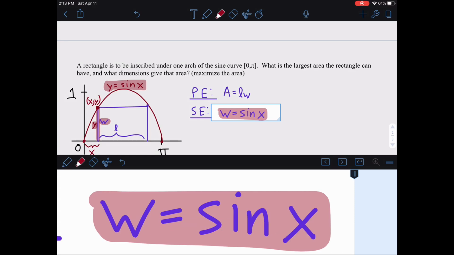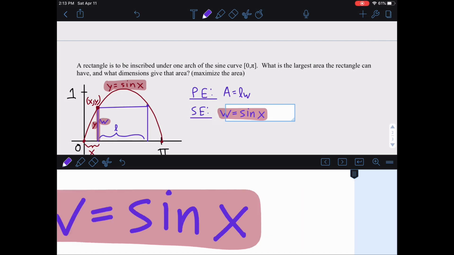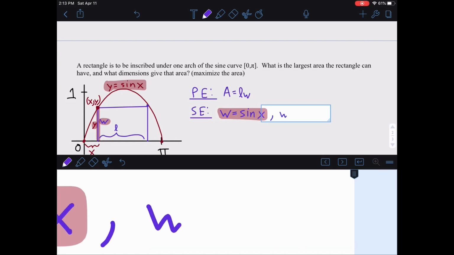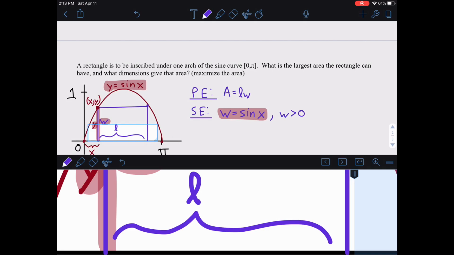Okay? So the width is sine of x here, all right? And now, since I'm making a rectangle, I also know that the width has to be greater than 0. Okay, but we'll come back to that. Okay, now let's talk about the length.